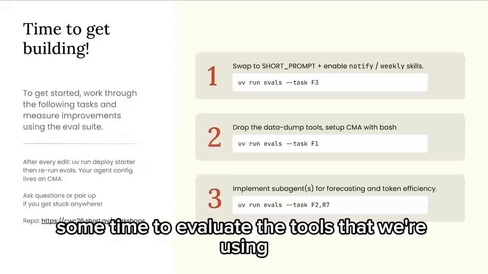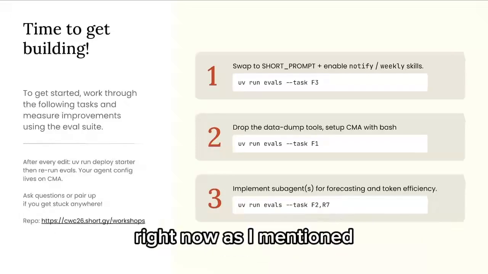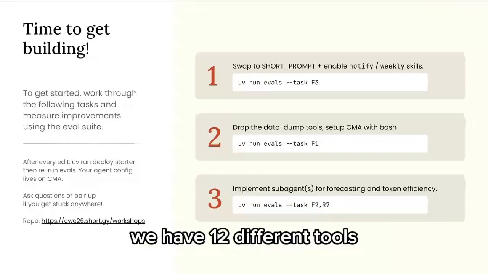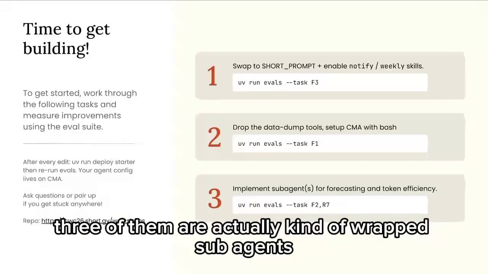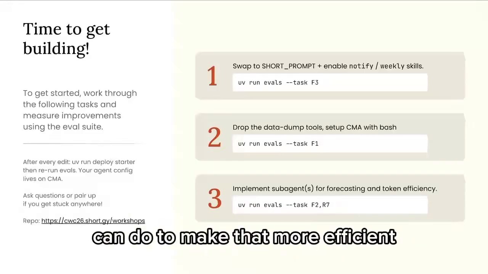We are then going to take some time to evaluate the tools that we're using. Right now, as I mentioned, we have 12 different tools. 3 of them are actually kind of wrapped sub-agents. So we'll take a look to see what we can do to make that more efficient.